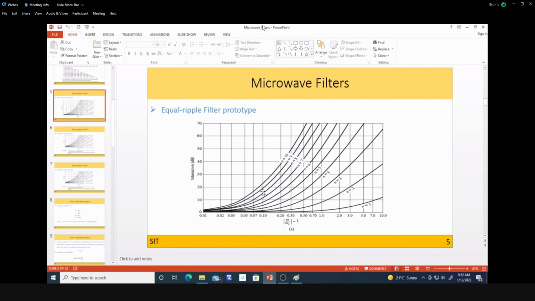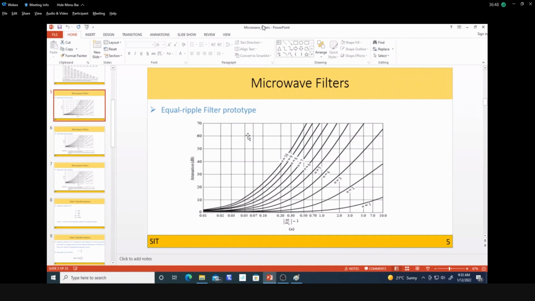Similarly, you can take this omega by omega c for a particular value of the filter order and insertion loss, and you can take this value and design the equal ripple filter in the same way. In the same way, you can find the equal ripple filter prototype, and also the element values.